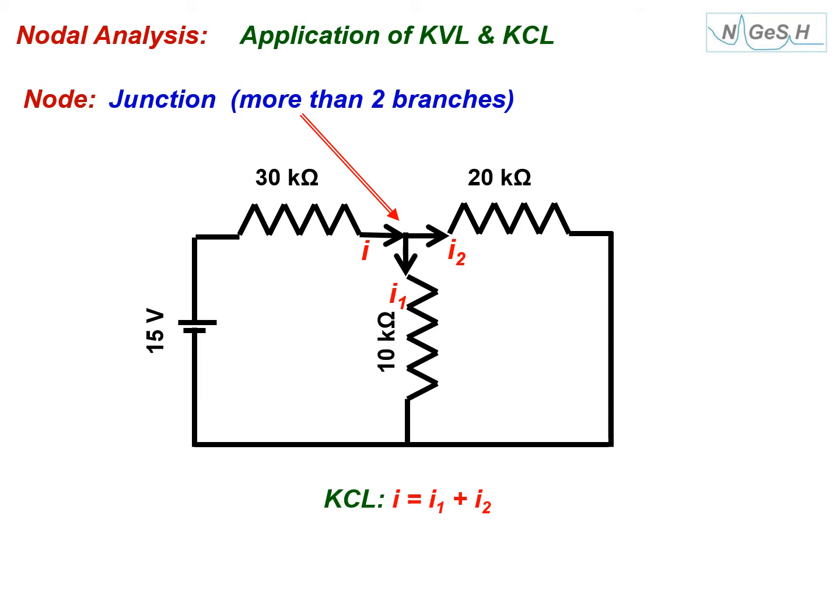Now, our objective is to calculate the values of these currents. Normally, we would calculate the total resistance of the circuit and then calculate the current I, and then apply current division rules to find these currents. However, we are developing techniques for analyzing somewhat more complicated circuits.